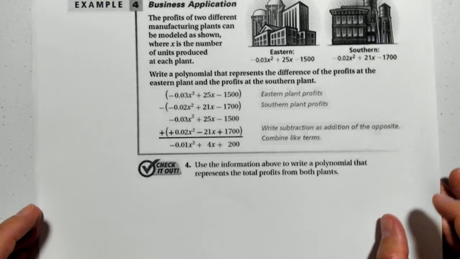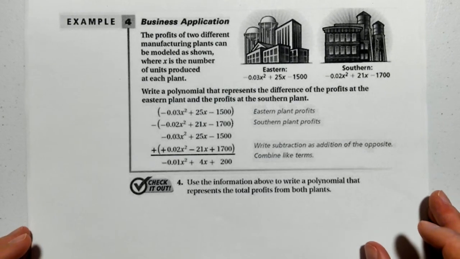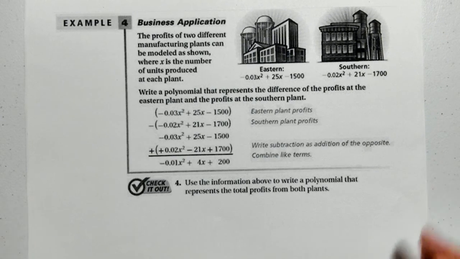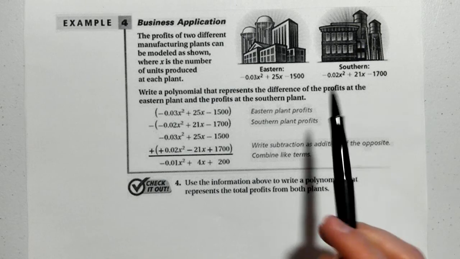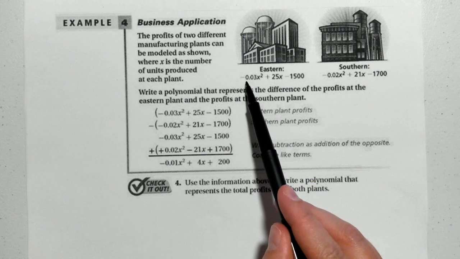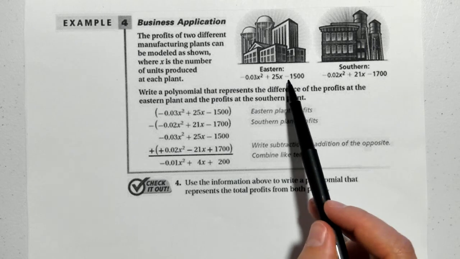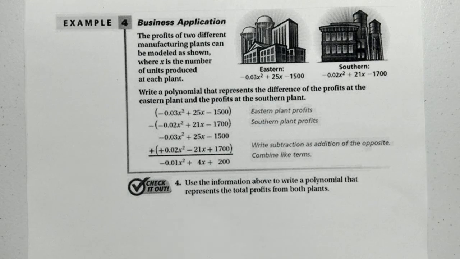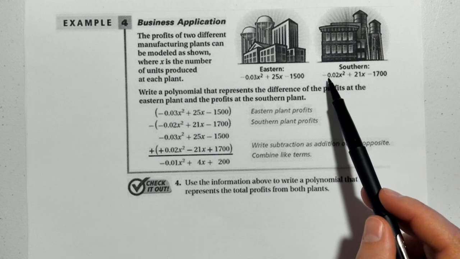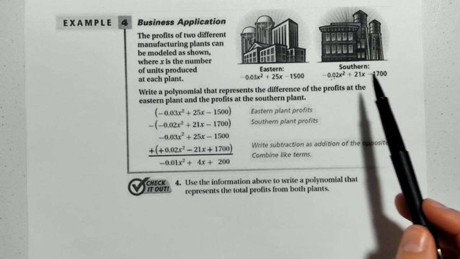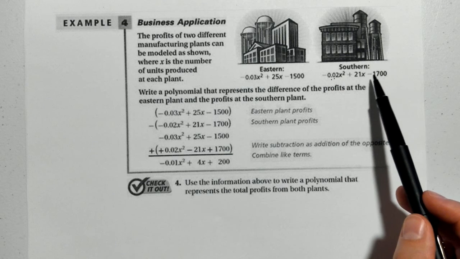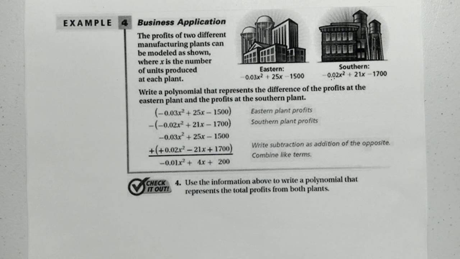We have one more example, example 4. It's a business application. It says the profits of two different manufacturing plants can be modeled as shown, where x is the number of units produced at each plant. So the eastern plant is negative 0.03x squared plus 25x minus 1,500. The southern plant is negative 0.02x squared plus 21x minus 1,700.